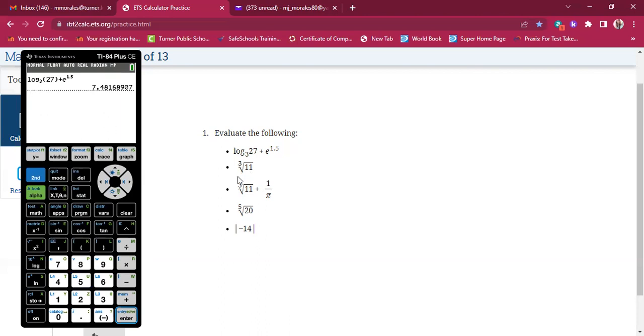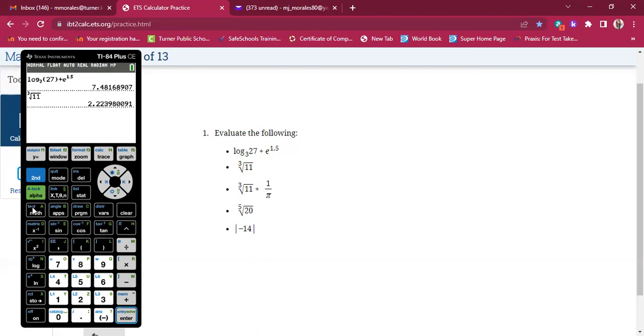The next problem is the cube root of 11. So press math again and then go down to number 4, or you can make use of number 5. Let's make use of number 4. So cube root, then write 11, then hit enter.